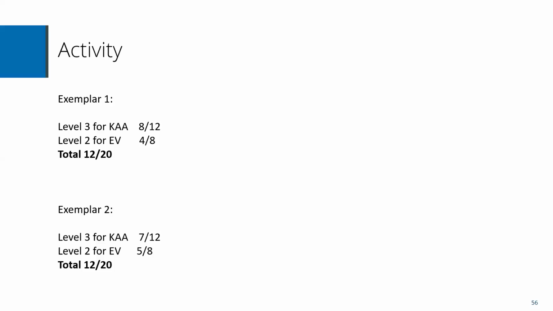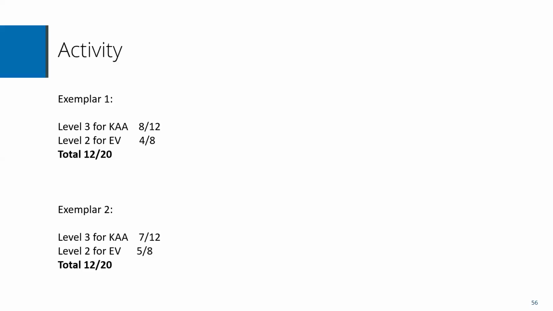So if they do some and not others, then it's only going to be partially matching the descriptors, and overall that is going to be the best fit as to where it fits into the level descriptor table. So as I say, example 1 is getting 8 out of 12 for that first descriptor table, knowledge, application, analysis, and level 2 for evaluation.